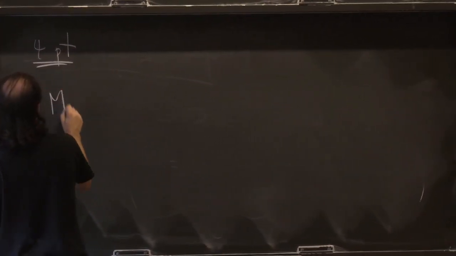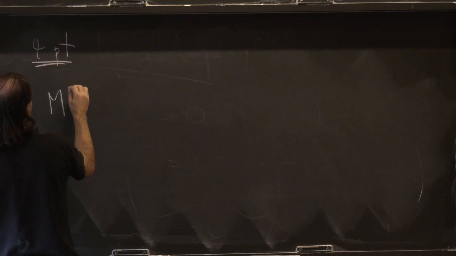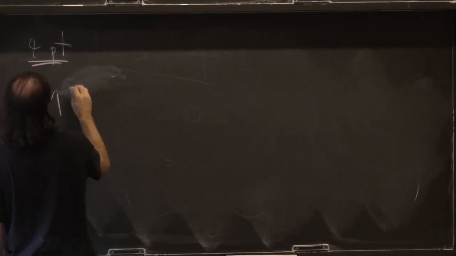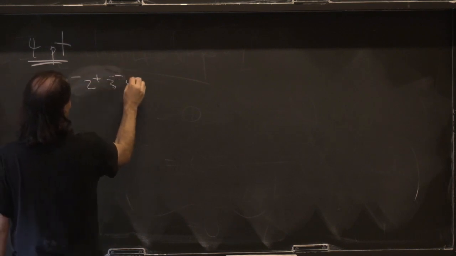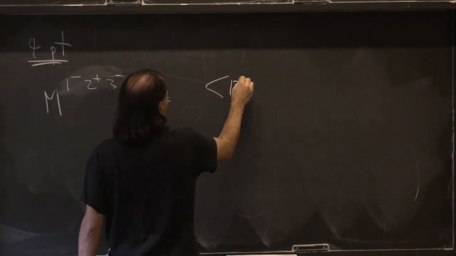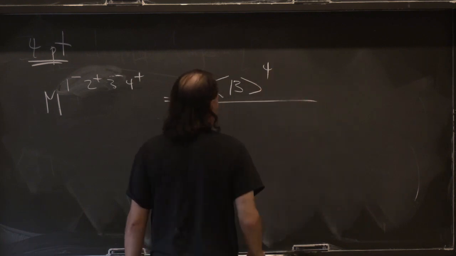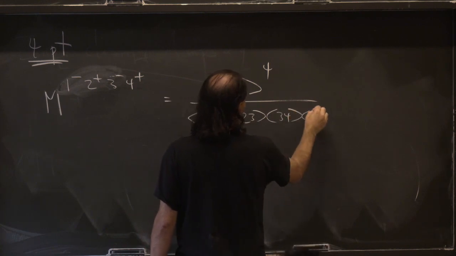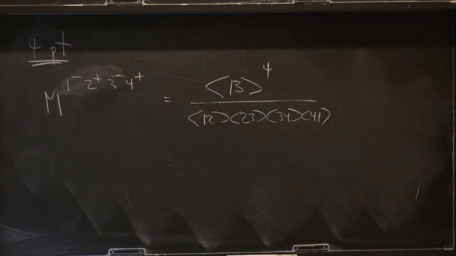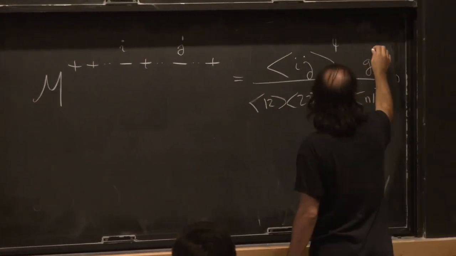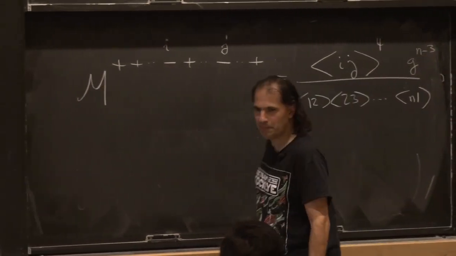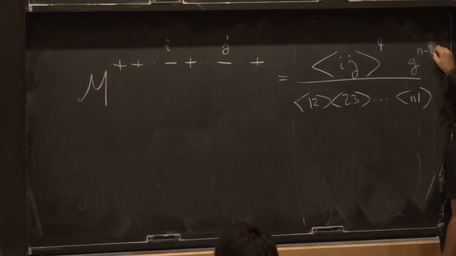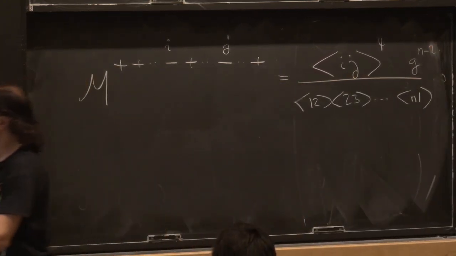So let's say I do 1 minus 2 plus 3 minus 4 plus. First of all, Parke and Taylor tell us this amplitude is ⟨13⟩ to the fourth over ⟨12⟩⟨23⟩⟨34⟩⟨41⟩. By the way, I'm probably not going to write down again the overall coupling constant dependence, which is g to the n minus 2. But I'm not going to keep writing it down.